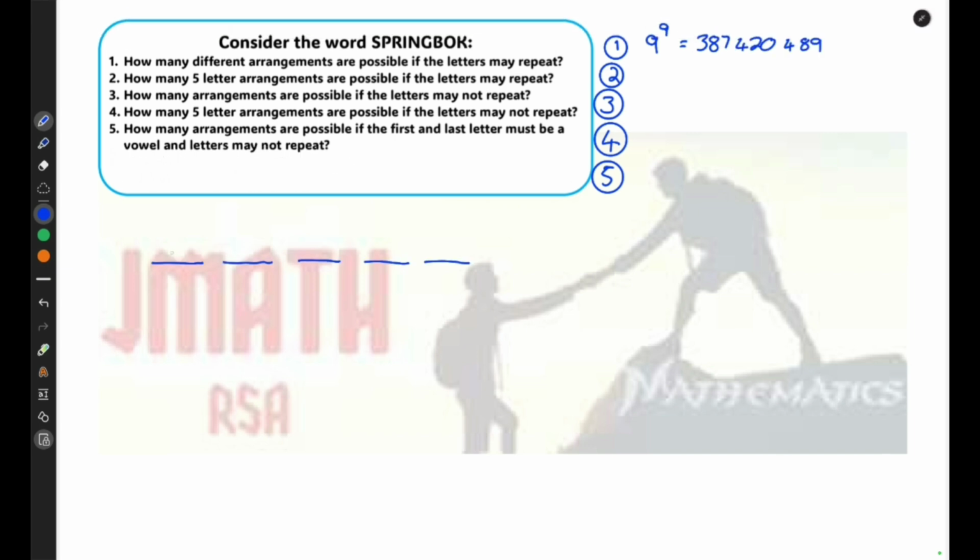Question 2, how many 5-letter arrangements are possible if the letters may repeat? Okay, so I have 5 spaces. I have 9 options for each space.